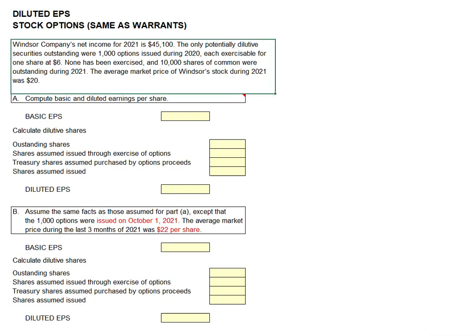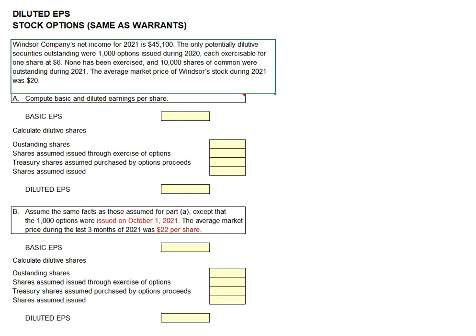We're told that the Windsor Company's net income for 2021 is $45,100, and the only potentially dilutive securities outstanding were 1,000 options issued in 2020. Each is exercisable for one share at $6 a share. None has yet been exercised, and 10,000 shares of common stock were outstanding during 2021, with an average market price during 2021 of $20 per share.